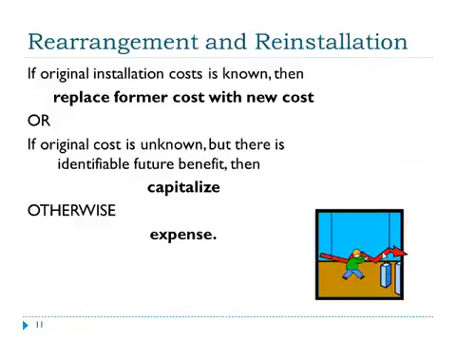Rearrangements and reinstallations are a final kind of capital expenditure. If the original installation cost is known, then we'll replace the former cost with the new cost. If the original cost is not known, that is, it might have been part of a lump sum and can't be distinguished, but there is some identifiable future benefit, then the cost would be capitalized. Otherwise, if there's not an identifiable future benefit, then the cost of rearrangement and reinstallation would be expensed as a current period cost.